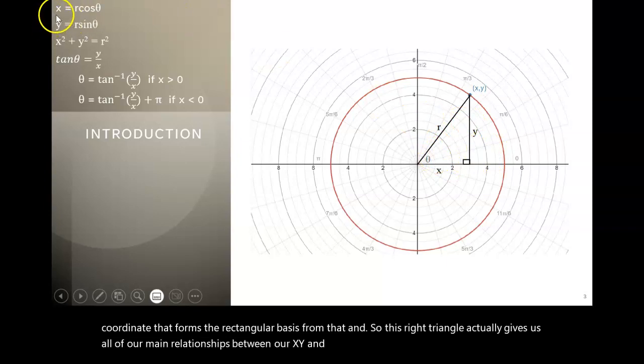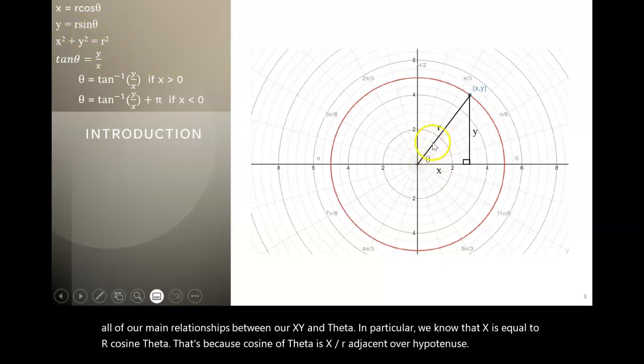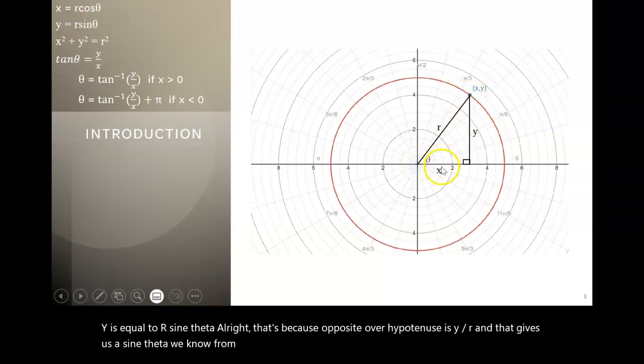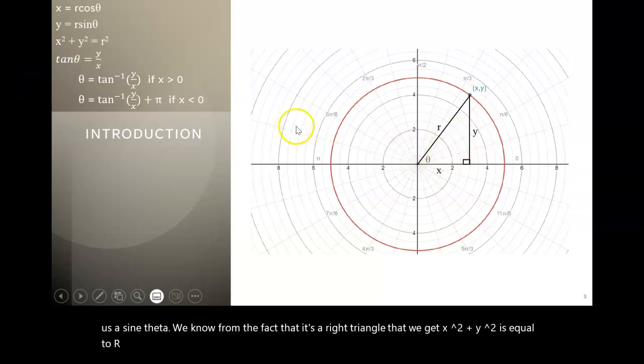This right triangle actually gives us all of our main relationships between r, x, y, and theta. In particular, we know that x is equal to r cosine theta. That's because cosine of theta is x over r, adjacent over hypotenuse. y is equal to r sine theta, because opposite over hypotenuse is y over r, and that gives us sine theta. We know from the fact that it's a right triangle that x squared plus y squared is equal to r squared.